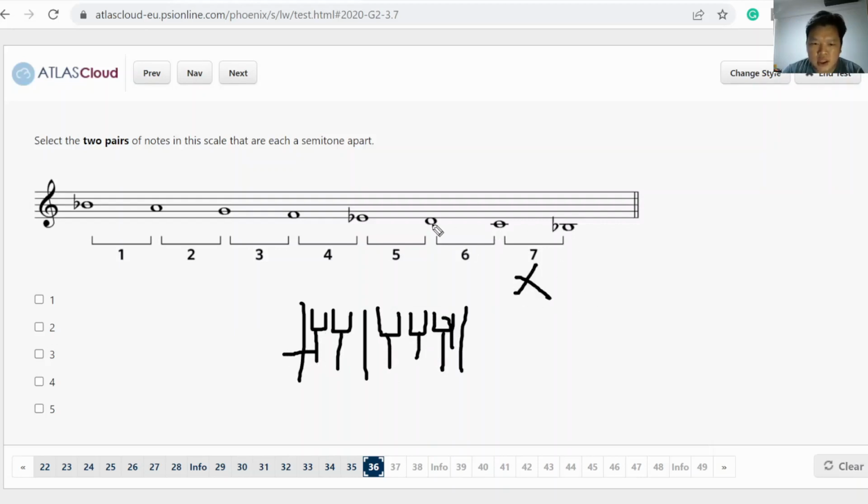C to D, 1, 2, 2 steps, also out. D to E flat, 1 step, yes. E flat to F, 1, 2, so out. F to G, out. G to A, out. A to B flat, yes. So the answer is number 1 and number 5.